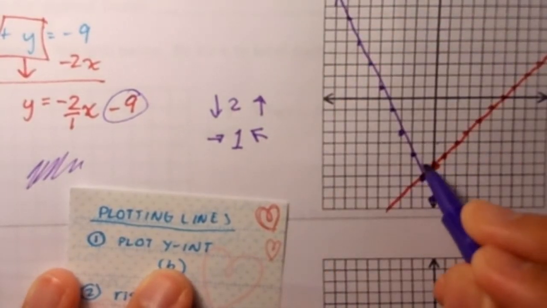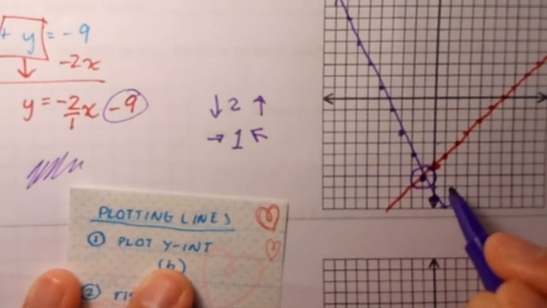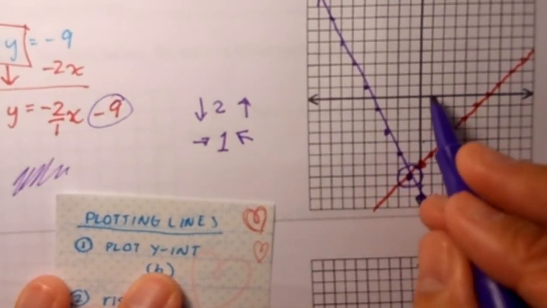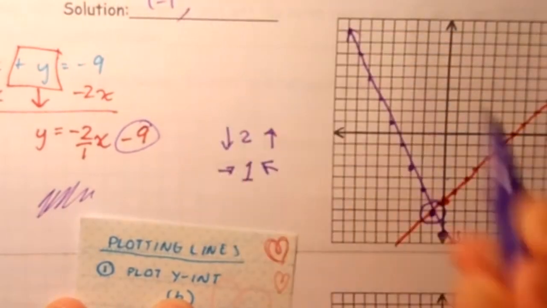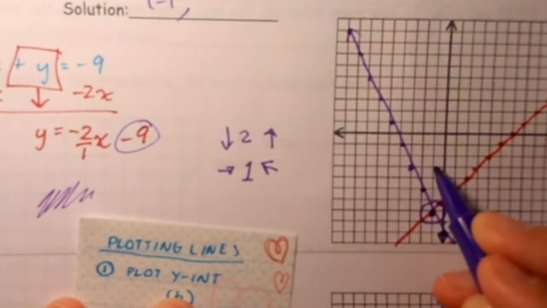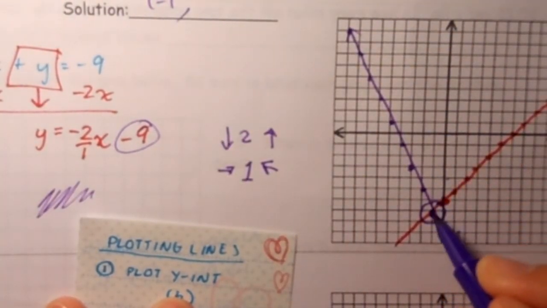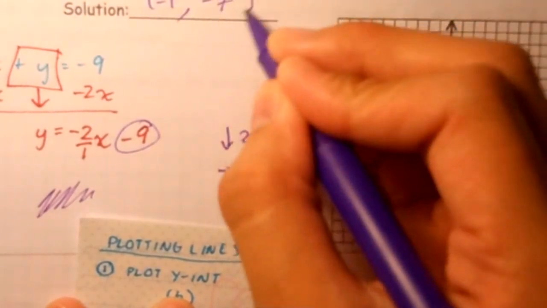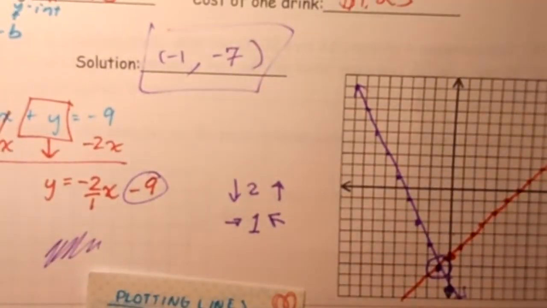Alright, so my solution is the point of intersection. So that will be -1 for my x value, and -1, -2, -3, -4, -5, -6, -7 for my y value. And there's my solution, just by graphing.